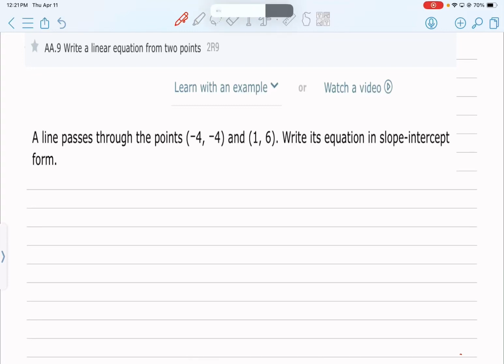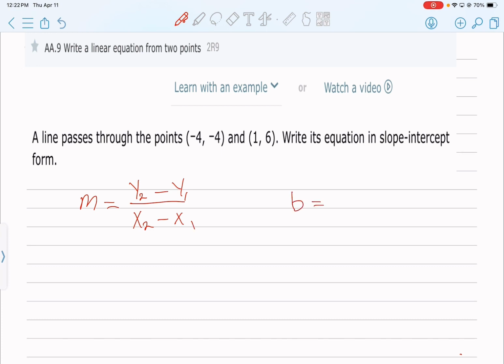For this unit on IXL, we're going to be using three cheat codes. The first cheat code is the slope cheat code. I'm sure everyone remembers it. What is the cheat code for slope? M equals y2 minus y1 over x2 minus x1. And we also need the cheat code for b.